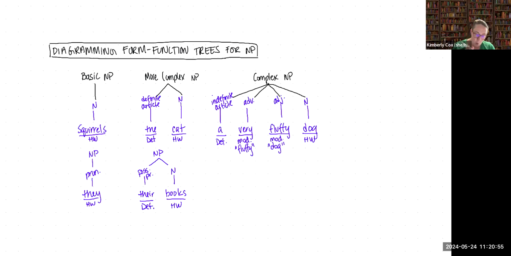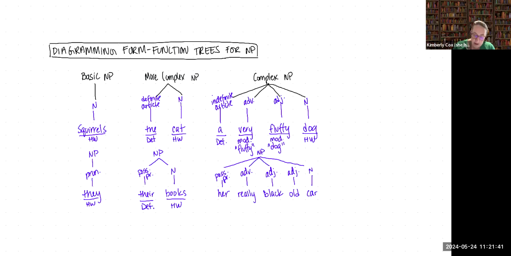So let's look at one more example. Let's do her really black old car, right? Five words. Her is a possessive pronoun. Really is an adverb. Black is an adjective. Old is an adjective. And car is a noun. All together, these are going to give us a noun phrase.